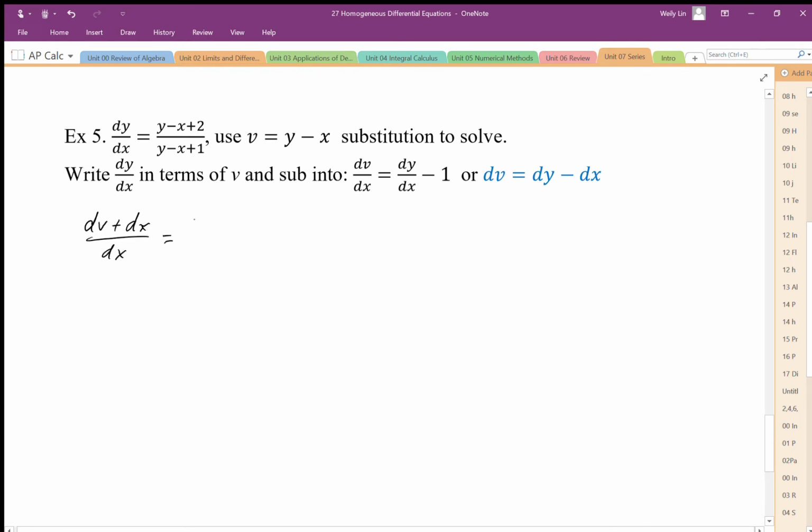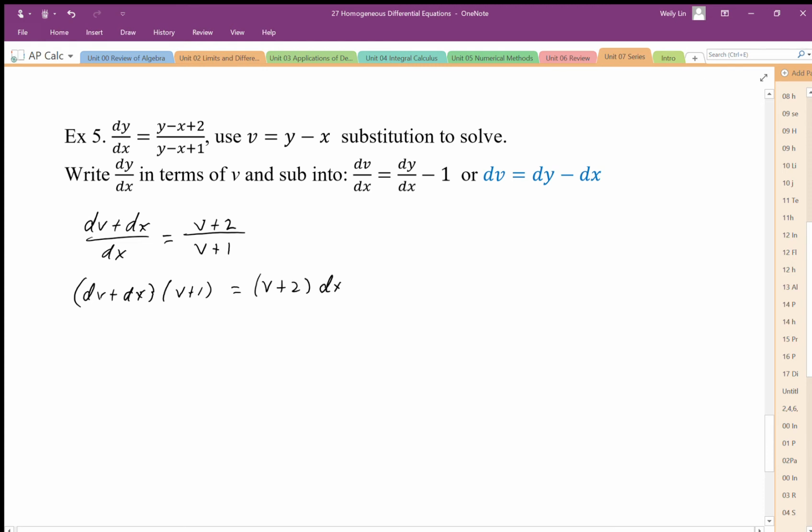On this side, we end up with v plus 2. Okay, because we're going to group that, and we're going to group that, and we end up with v plus 1. So v plus 2 over v plus 1. So separating this out, we get dv plus dx. We're going to multiply that with v plus 1, to be able to get rid of some factors here and combine like terms. So we're going to end up with v plus 2 times dx.